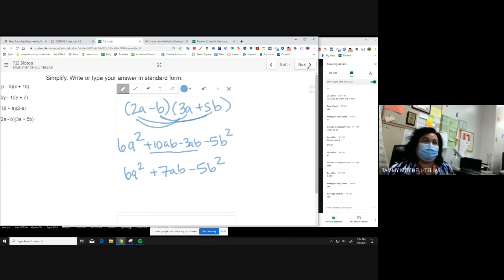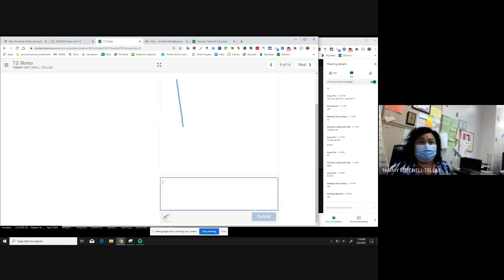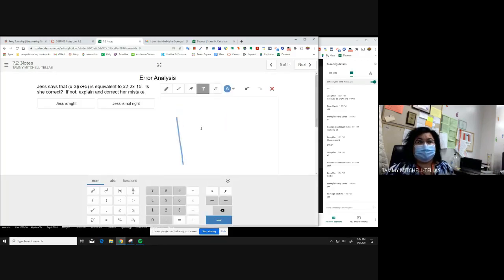Next screen. All right, it says that x minus 3 times x plus 5 is equivalent to x squared minus 2x minus 15. Is she right? If not, explain and correct her mistake. So I want to know if you know if she's right or she's not right. And then over here, you can either write it, you can type it, or you can go down here and use the math type. Up to you.